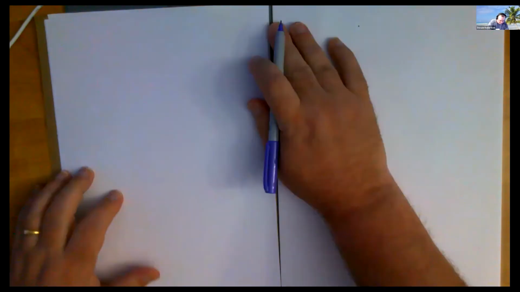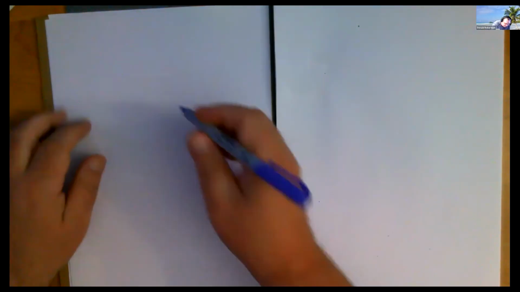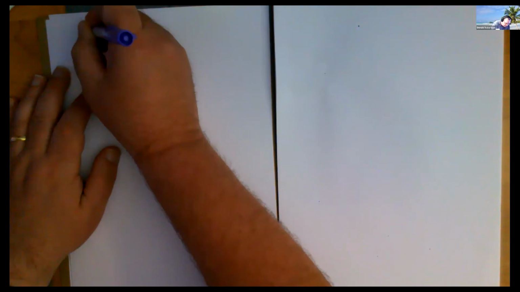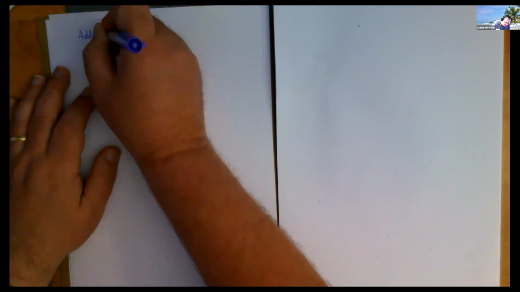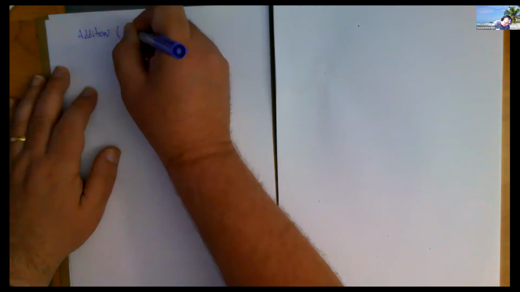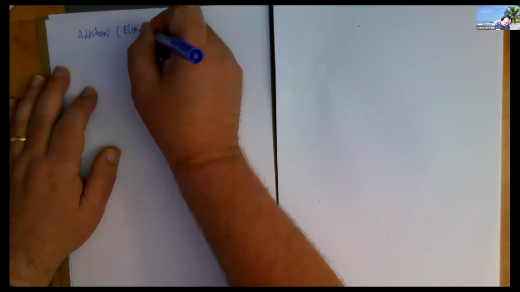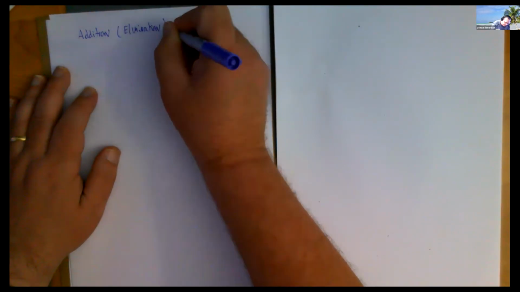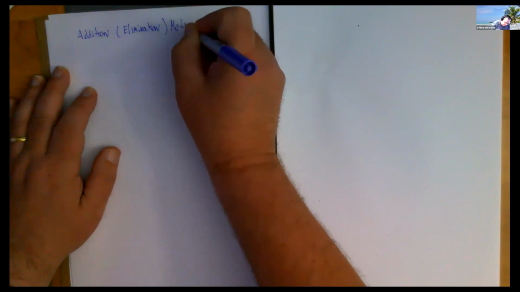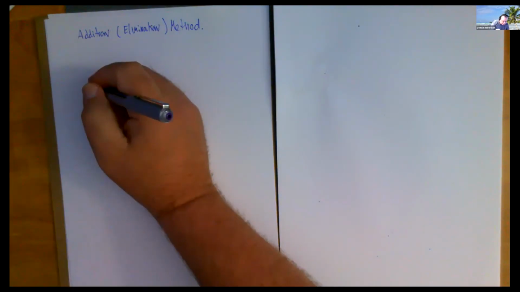Right, well, let's look at some examples of solving a system of equations using the addition method, also called the elimination method. I'll start with a simple one, then a middle of the road one, and then we'll finish on a hard one. So this would be an example of a simple version of that process.